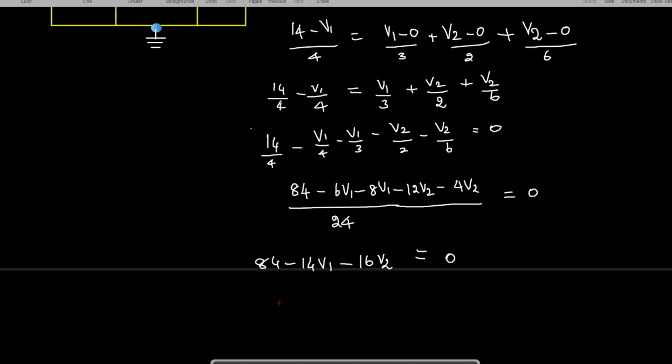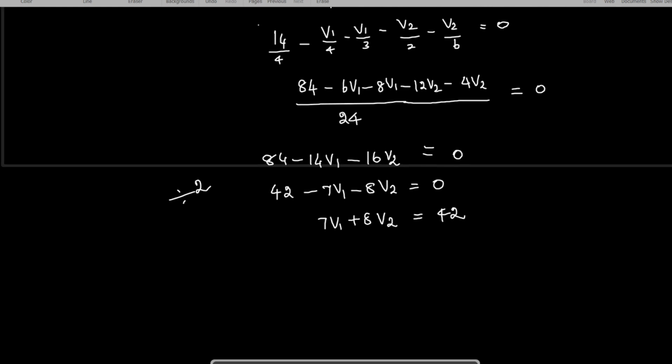So if you divide everything by 2, you will get this as 42 minus 7V1 minus 8V2, that is equal to 0. I can write this as 7V1 plus 8V2, that is equal to 42. So this is our second equation.